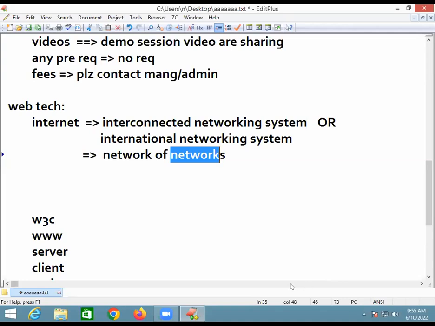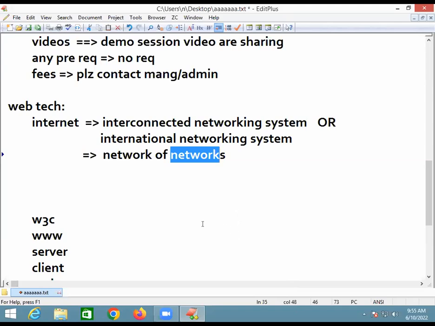Maybe 30, 40 systems are available, and all of them are connected together. Not only that, administration office computers, library systems, all of them. Inside your college premises, however many computers are available, all are interconnected. That interconnected environment is called networking.